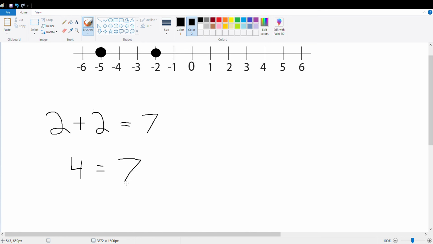4 equals 7. This is in fact a false statement. I'll just write F over here for false. So we see that 4 does not in fact equal 7, so we'll go ahead and cross that out so that it is not a true statement. And then let's get these cleaned off.